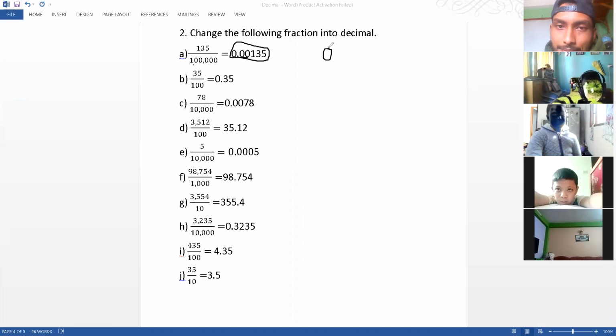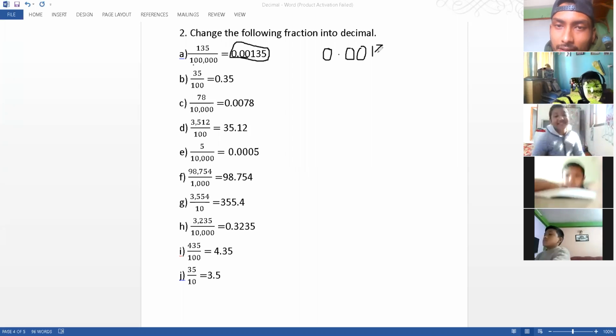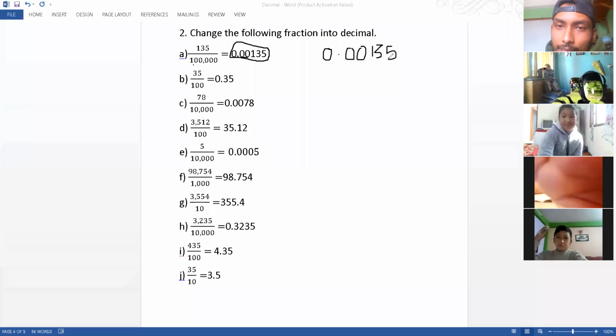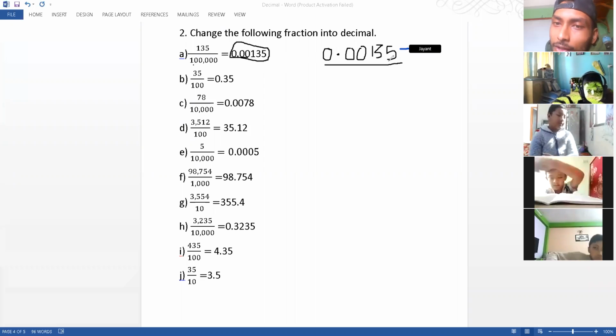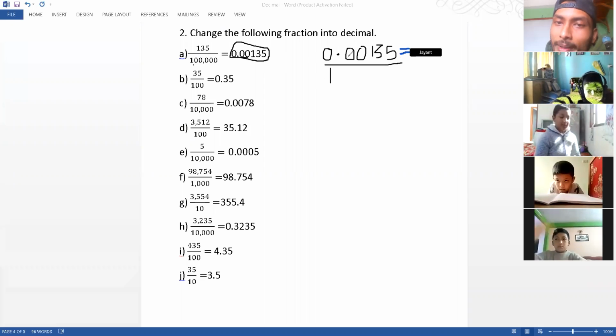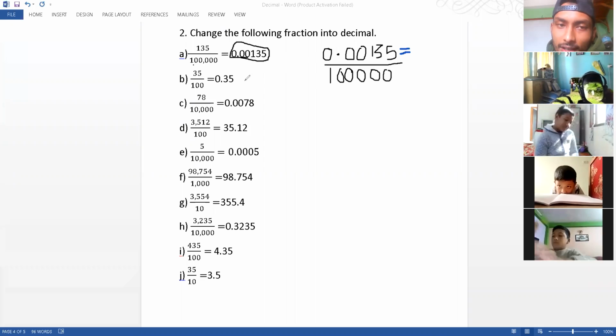So now we have this decimal number, and we have to change it into a fraction. How do we do it? We do the same thing. Earlier we counted zeros and put that many numbers after the point. Now we count the numbers after the point and put zeros. So how many numbers are there after the point? 5. So I put 5 zeros. So we just do the opposite.